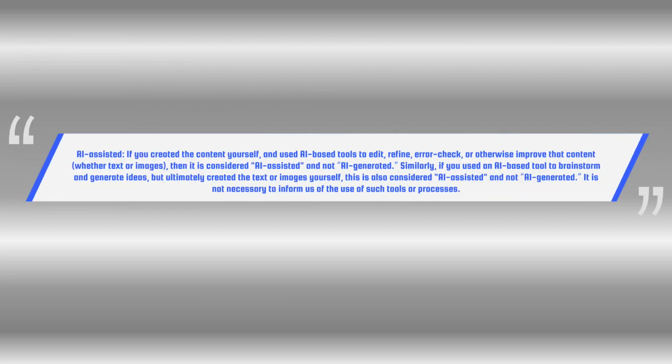AI-assisted: if you created the content yourself and used AI-based tools to edit, refine, error check, or otherwise improve that content, whether text or images, then it is considered AI-assisted and not AI-generated. If you used an AI-based tool to brainstorm and generate ideas, but ultimately created the text or images yourself, this is also considered AI-assisted and not AI-generated. It is not necessary to inform us of the use of such tools or processes.